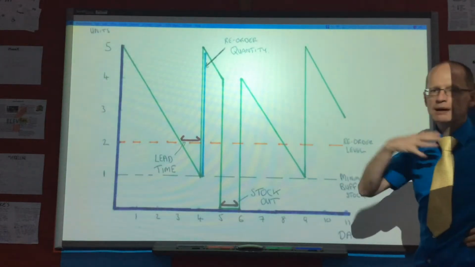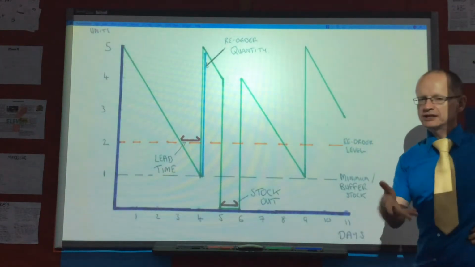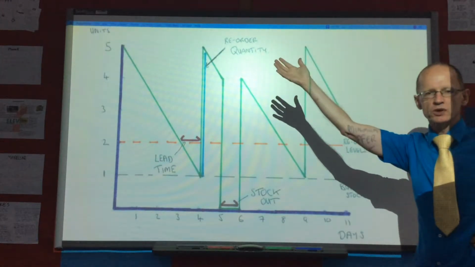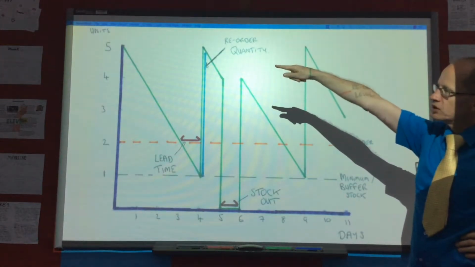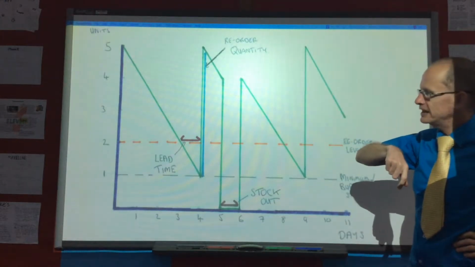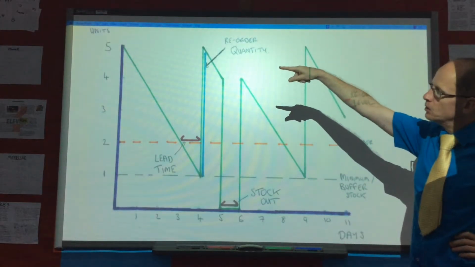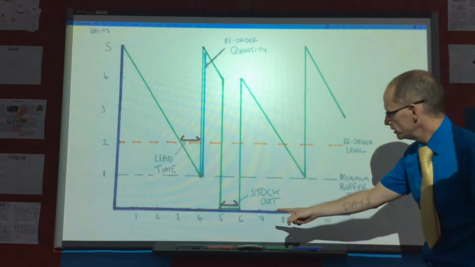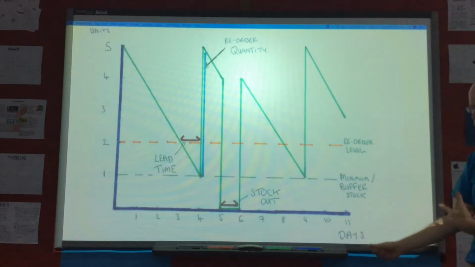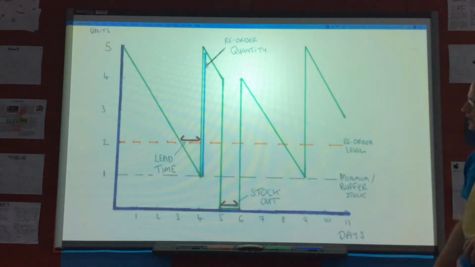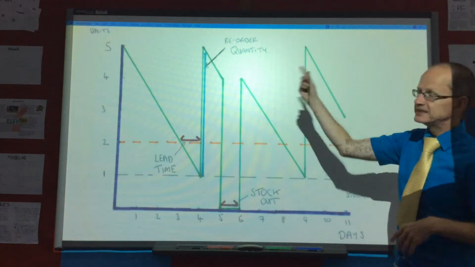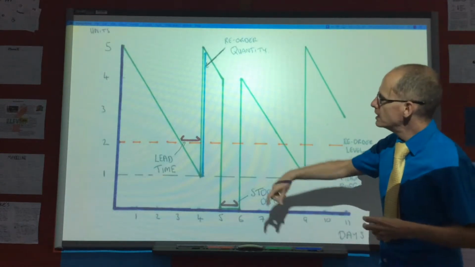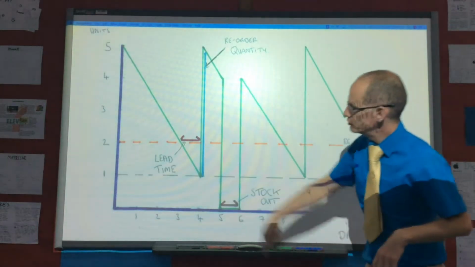I have drawn this, my apologies. I've tried to keep this as simple as possible. This business starts on day 1 with 5 units. 5 is an easy number. On the horizontal axis, this is just days, so going from day 1 through to day 11, it sells 1 unit per day. Okay, so you can see how I've drawn this.